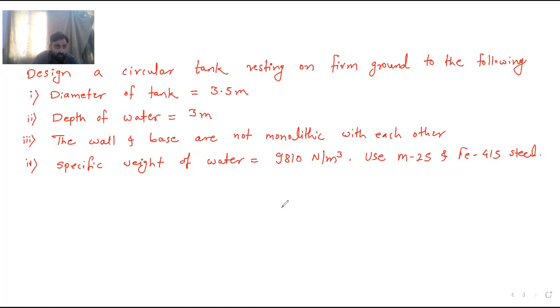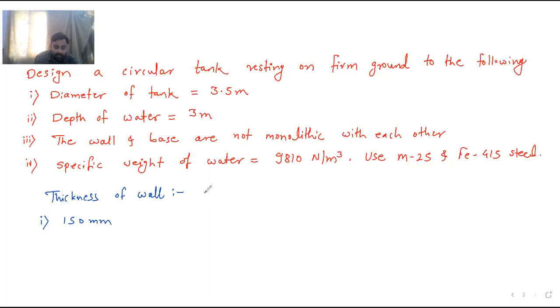Okay. So the first step in designing the water tank is finalizing the thickness of the wall. What will be the thickness of the wall of the water tank? That we need to first finalize. So first is thickness of wall. To finalize the thickness of wall, there are two criteria, and the greater value of these two we should adopt. So first is 150 mm. Thickness of wall is 150 mm.